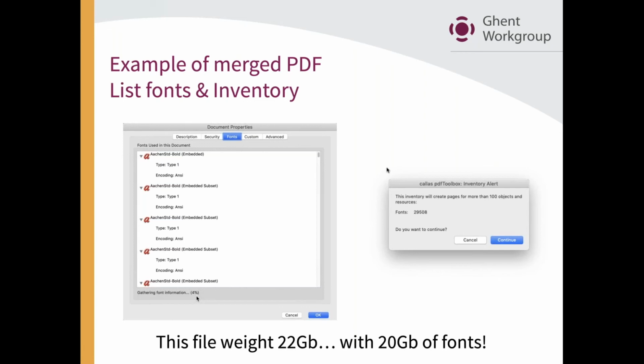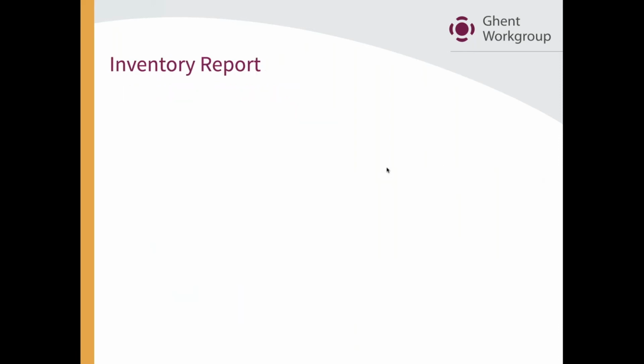You can see on the right side that file was a 1,000 pages document. There were nearly 30,000 fonts in the file. The file was weighing 22 gigabytes, but 20 gigabytes of those were fonts. If you make the inventory report on a file where you have those things, this is what can happen.